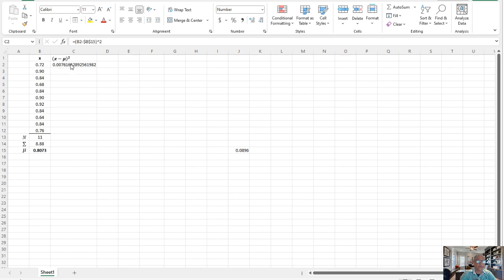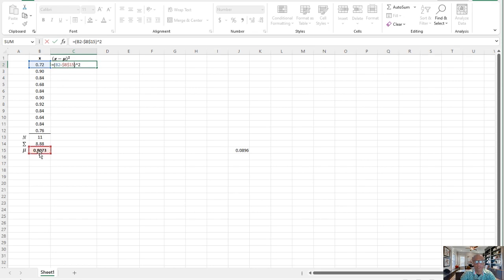So here I find the square of the deviation associated with 0.72. So look at it, it's 0.72 minus the mean, and then I square it. As simple as that. Note here that the reference to this cell is an absolute reference. I'm going to copy these values down, and I want in every case this cell to be referenced in the subtraction.